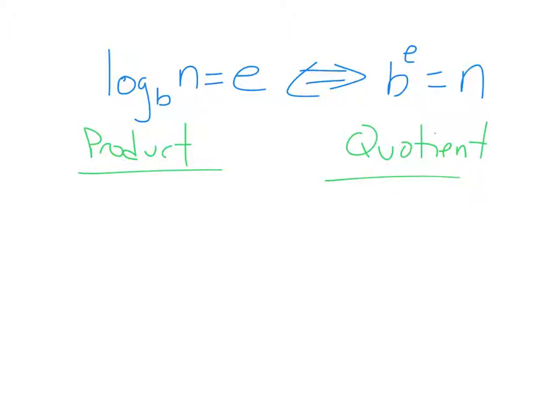Product was log base B of M. And again, the letters don't actually matter, right? And then log base B of M plus log base B of N equals log base B of M times N. Okay, and so then, that kind of didn't work out, did it? Let me do this.